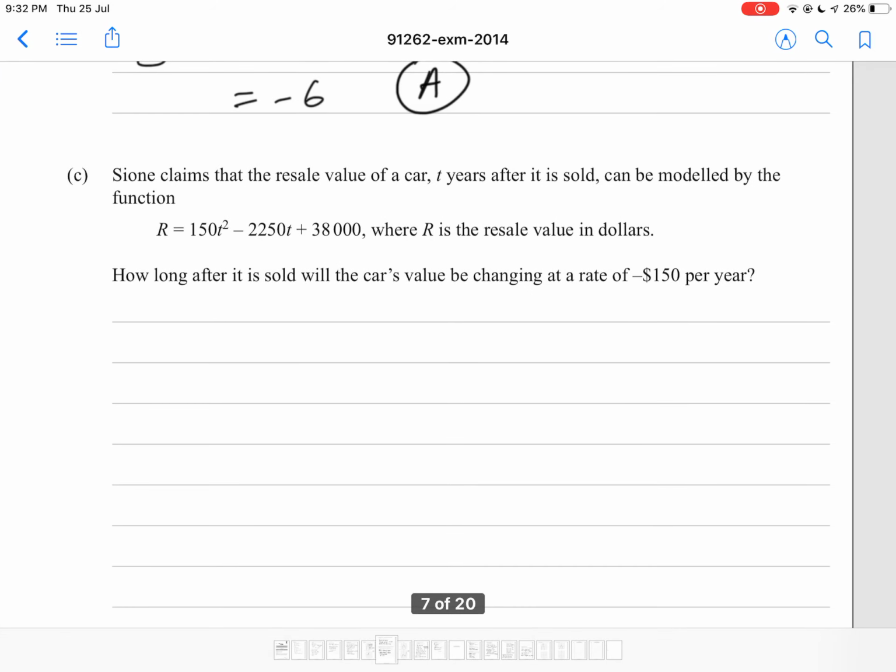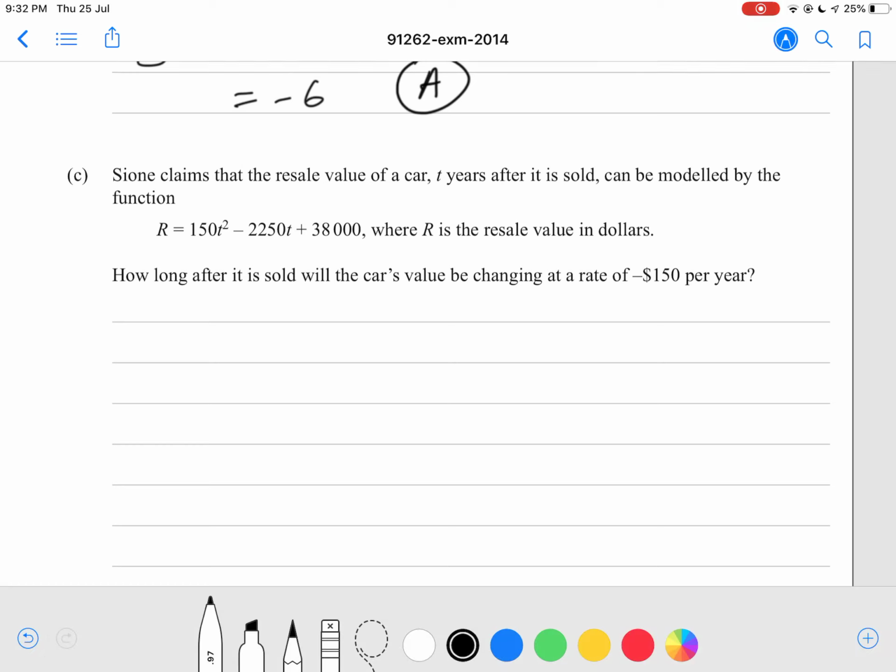Sion claims that the resale value of a car t years after it is sold can be modeled by the function r equals 150t squared minus 2,250t plus 38,000, where r is the resale value in dollars. How long after it is sold will the car's value begin changing at a rate of negative $150 per year? When it says changing at a rate of something, that basically means each year the car is going to lose $150 in value. So therefore, the gradient will be negative 150.